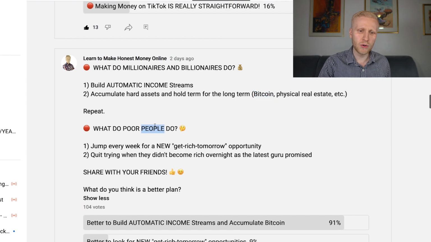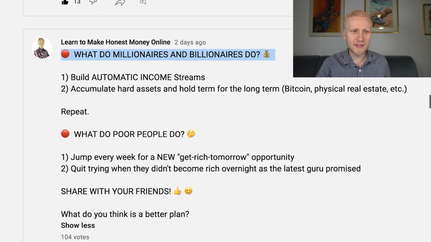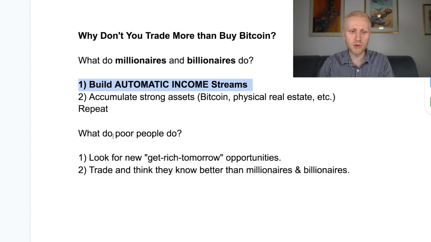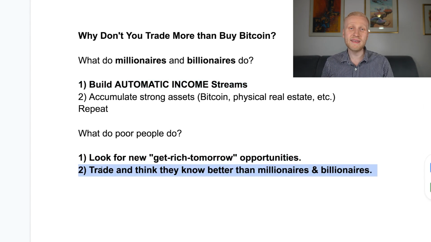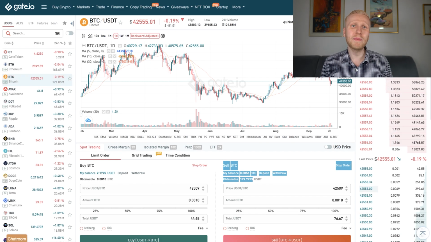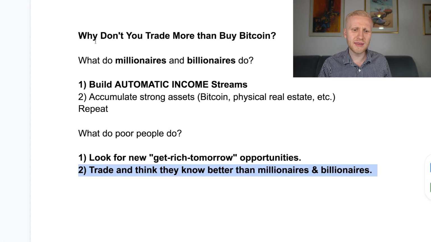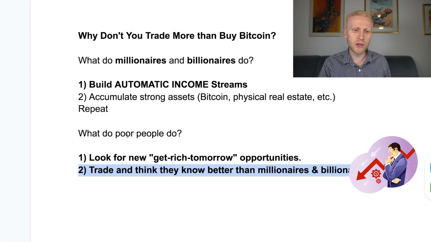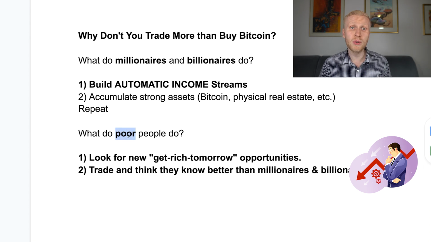What do poor people do? You rather want to do what rich people do, because they know how money works. Poor people don't know how money works. So every single week they look for new get-rich-tomorrow opportunities. They trade and they think that they know better than millionaires. They think that they know what is going to be the next Bitcoin. They think that these centralized so-called shitcoins are going to be big. But the truth is they are just going to lose their money. They are going to stay poor because they do all of that.